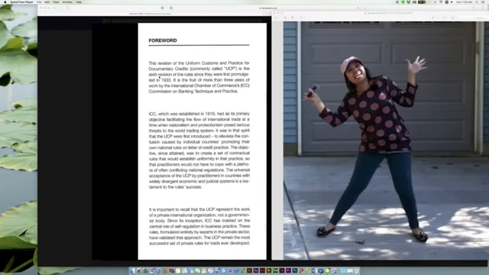Okay. Foreword. The Uniform Customs and Practice for Documentary Credits, commonly called UCP, is the sixth revision of the rules since they were first promulgated in 1933. It is the fruit of more than 3 years of work by the International Chamber of Commerce, ICC, Commission on Banking Technique and Practice. ICC, which was established in 1919, had as its primary objective facilitating the flow of international trade at a time when nationalism and protectionism posed serious threats to the world trading system.